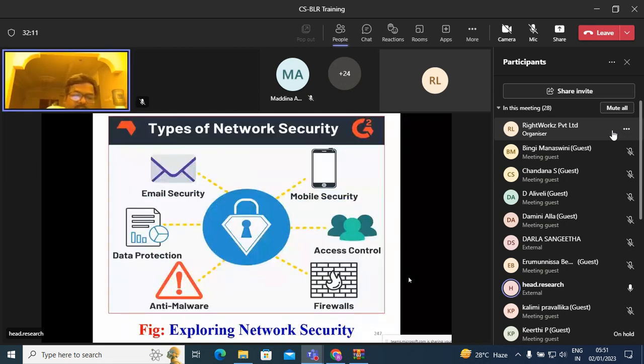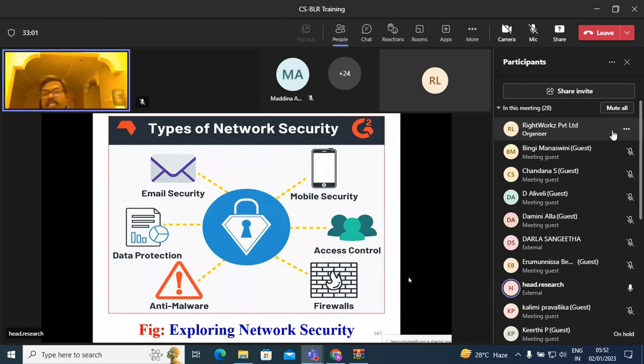Then types of network security. We have various types of network security, called six types. Email security. Email means electronic mail you are using on your laptop, system or server. How are you protecting email security? What type of antivirus software are you using whenever you are using the internet? Maybe internet security related software, email security related software, or any firewalls you are using, that comes under email security.